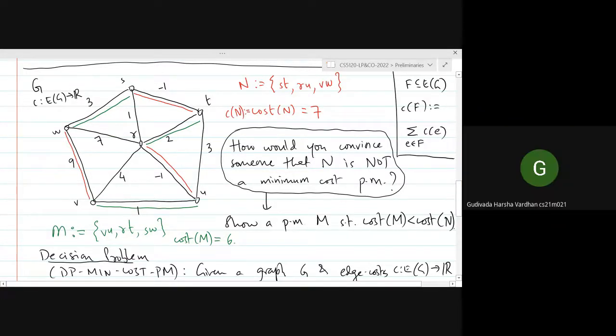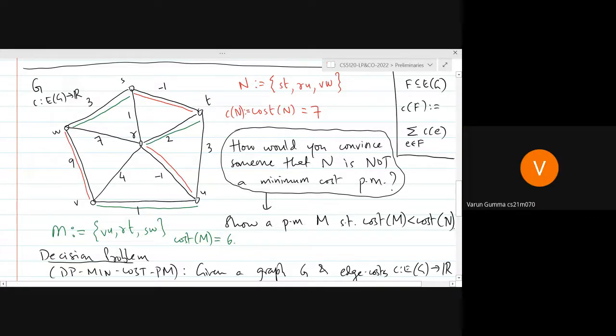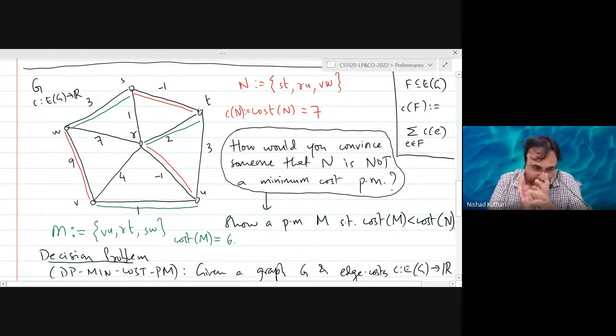No idea. Good. So I think we need to run through all possible perfect matchings and then check it. That's the only way, I guess. Right. That's okay. So that is one way. Luckily, that is not the only way. Okay. So this is exactly the answer I'm looking for.